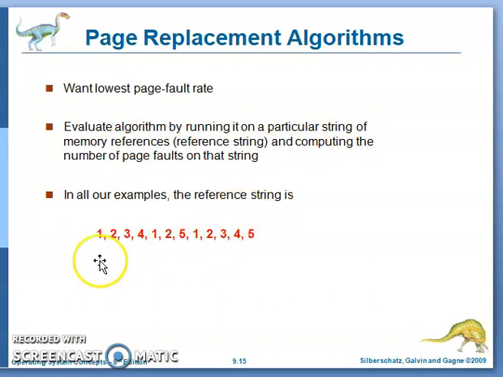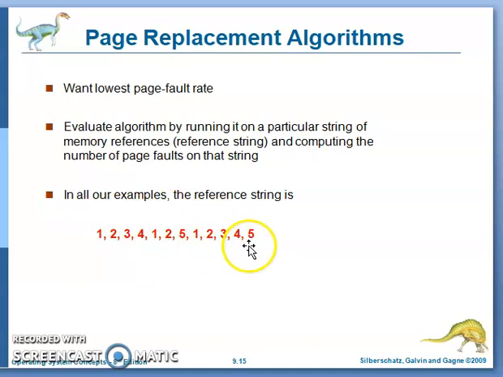Here, the reference string is 1, 2, 3, 4, 1, 2, 5, 1, 2, 3, 4, 5. It means first it refers to page 1, and then it requires page 2, page 3, page 4, and again it requires page 1, next page 2, page 5, next again page 1, again page 2, page 3, page 4 and page 5.